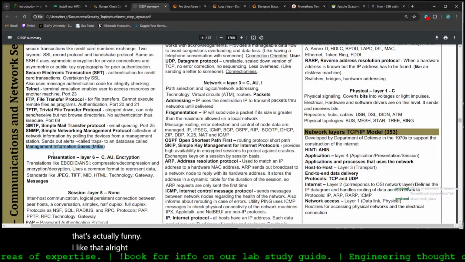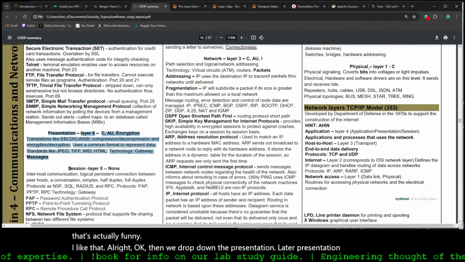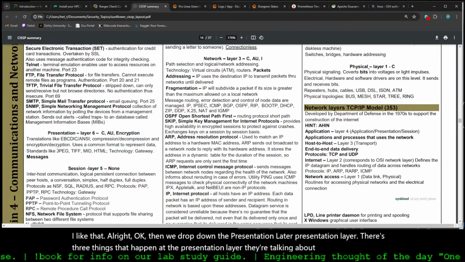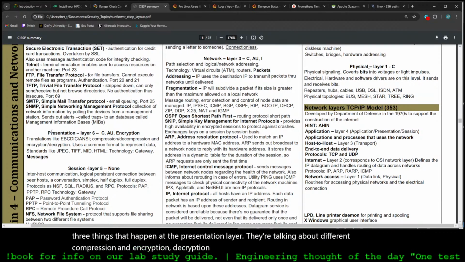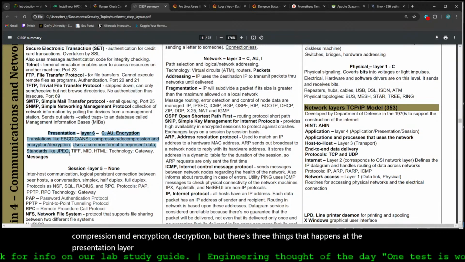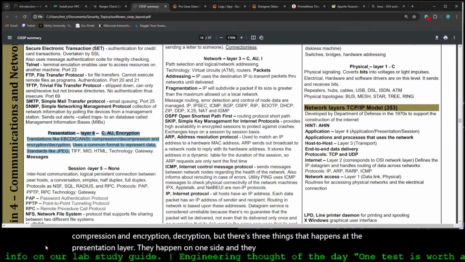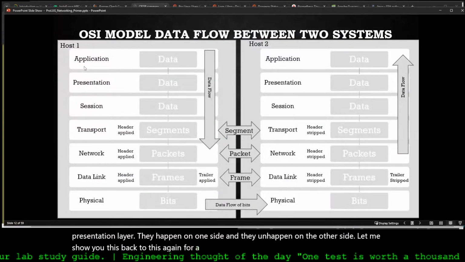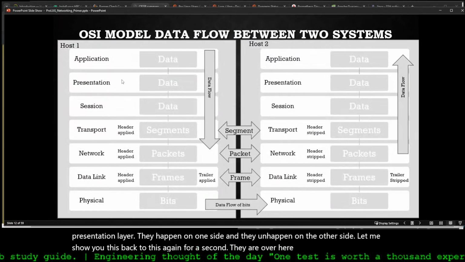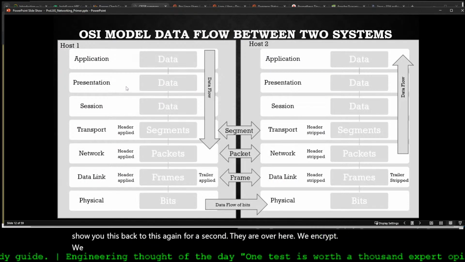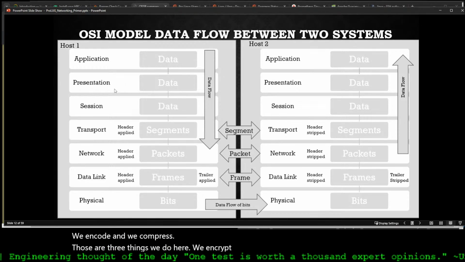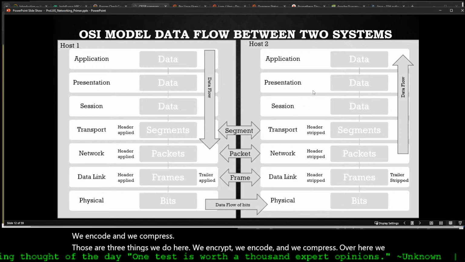Okay. Then we drop down to the presentation layer. There are 3 things that happen at the presentation layer, dealing with compression, encryption, and decryption. They happen on one side and they unhappen on the other side. Let me show you this. Back to this again for a second. Over here we encrypt, we encode, and we compress. Those are the 3 things we do here. Over here, we decrypt, we decode, and we decompress.